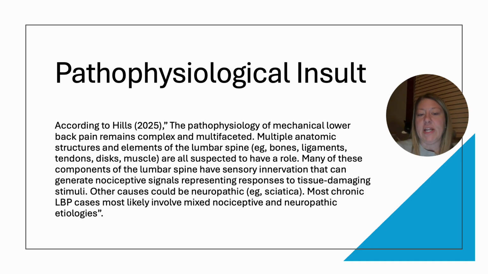Multiple anatomic structures and elements of the lumbar spine, which include bones, ligaments, tendons, discs, and muscles, are all suspected to play a role. Many of these components of the lumbar spine have sensory innervation that can generate signals representing responses to tissue-damaging stimuli. Other causes could be neuropathic, an example of which is sciatica, which we see a lot. Most chronic lower back pain causes are most likely involved with mixed nociceptive and neuropathic etiologies.